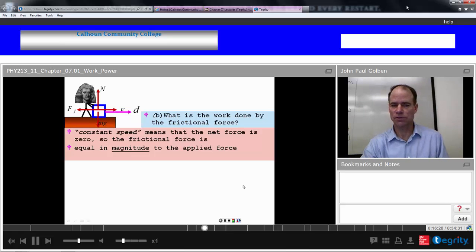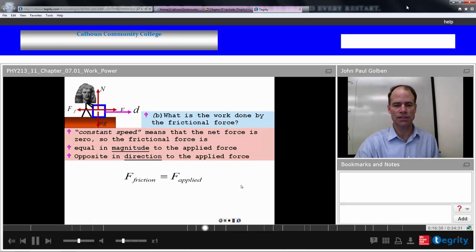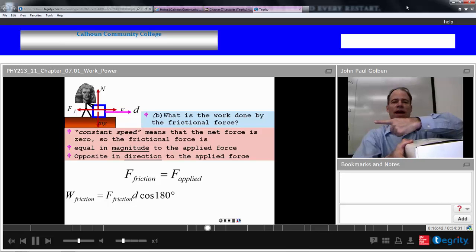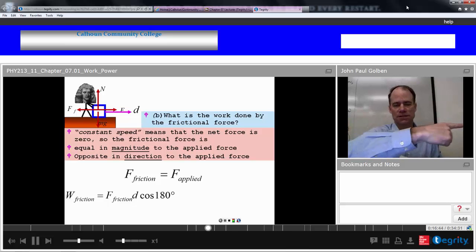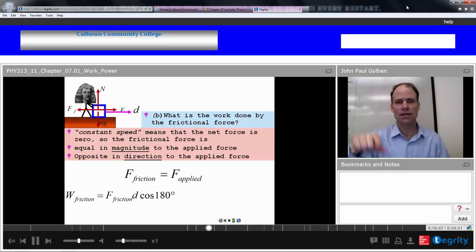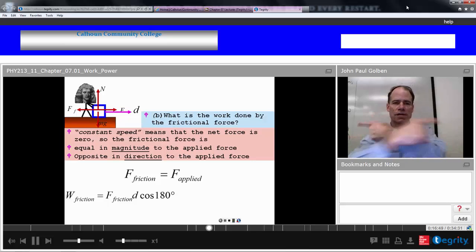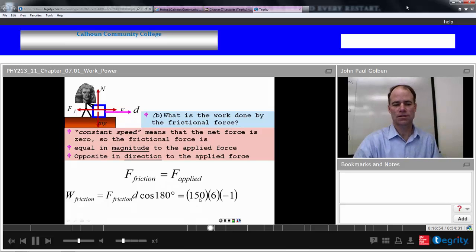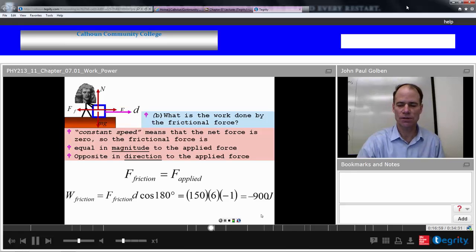So the frictional force is equal in magnitude, opposite in direction. We would say, at least in magnitude, the frictional force is equal to the applied force. And since the box is moving in this direction, but the frictional force is in that direction, the displacement's this direction, so there's 180 degrees between the frictional force and the displacement. Cosine of 180 is a negative 1. So the work done by friction will be 150 newtons, 6 meters, negative 1, a negative 900 joules.